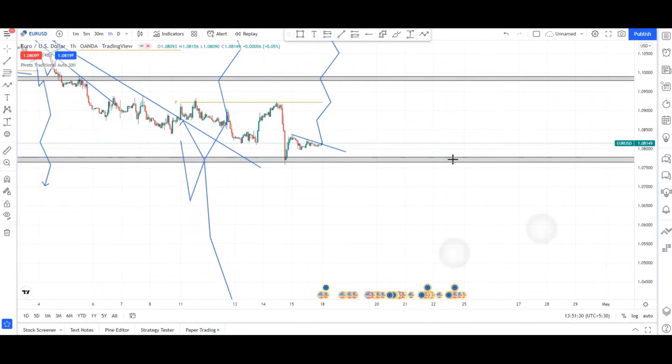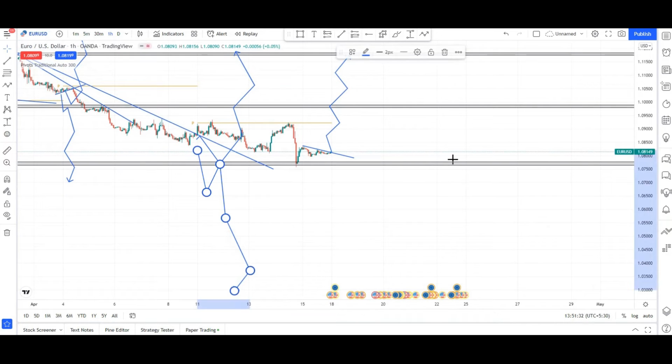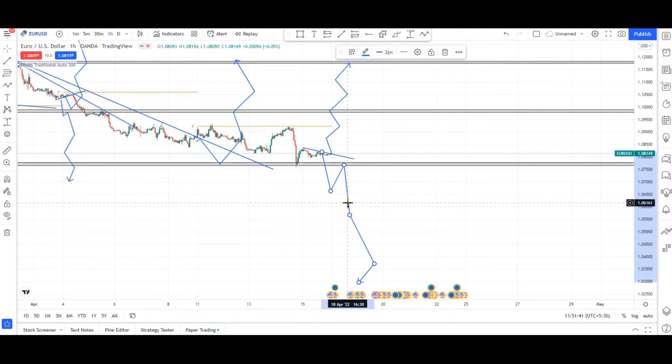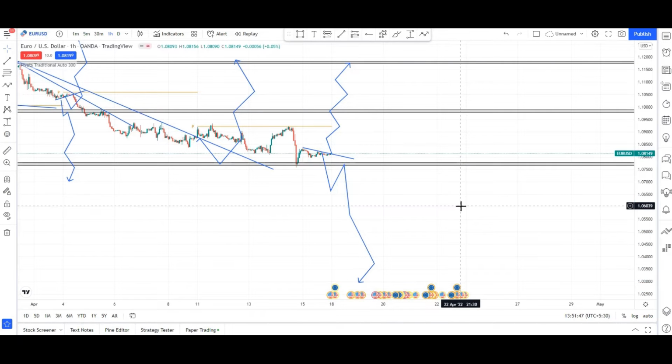If the possibility is that it takes resistance somewhere here only, then you can expect this to be your downside target. Here somewhere your first target will be, second target, third target somewhere here, fourth and fifth target. Hope you like this.